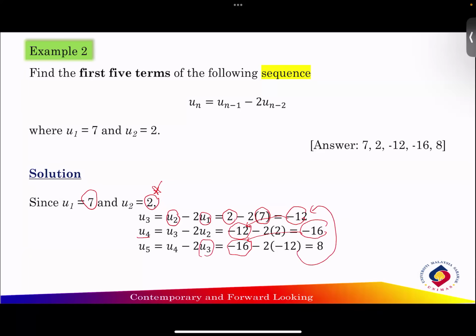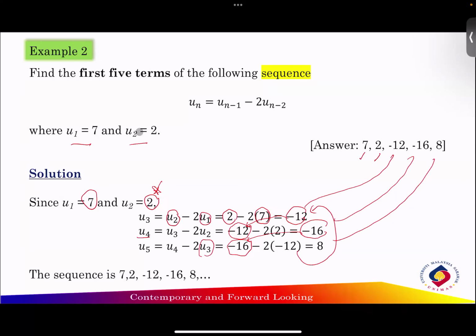It's from here. So you can see that the answer you get in the first row is continuously brought forward and so on. You get your final answer. So if you want to write the first 5 terms, this one is provided: u1, u2, u3, u4, u5. Okay, this is how we solve the question based on the condition given. So the sequence is 7, 2, negative 12, negative 16, and 8.